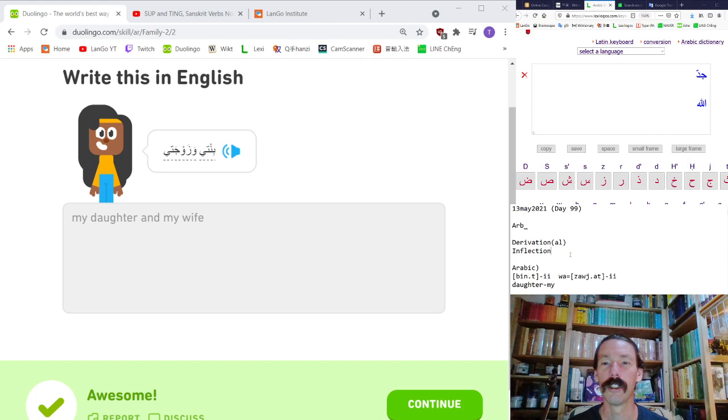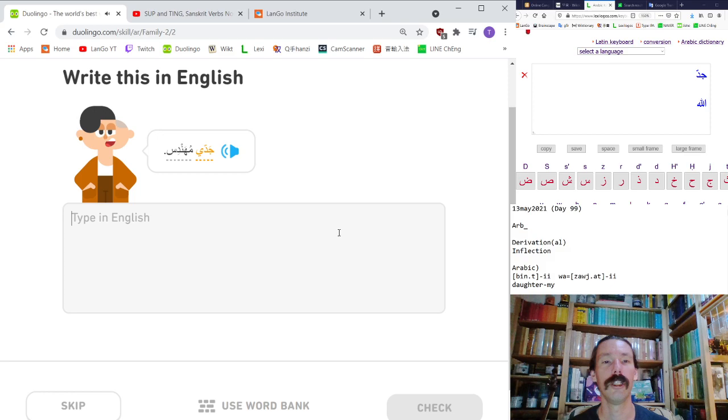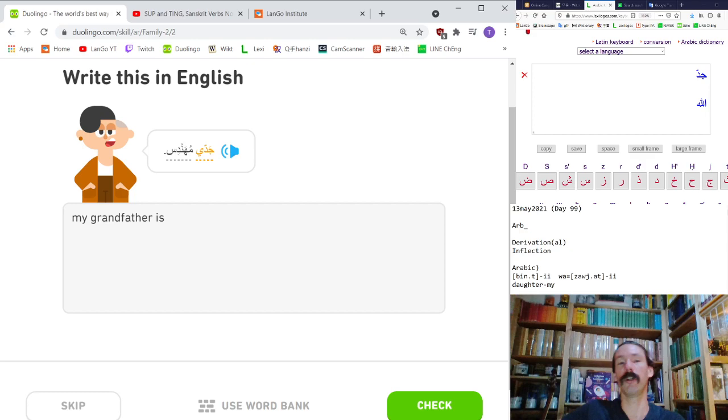Jeddi muhandis. Jeddi means "my grandfather." Muhandis. Because "my grandfather" is inherently definite, we don't need the article to know that this is the subject of a sentence and not just a noun phrase with an adjective following or some other thing following. "My engineer grandfather," I think. My grandfather is an engineer, muhandis.